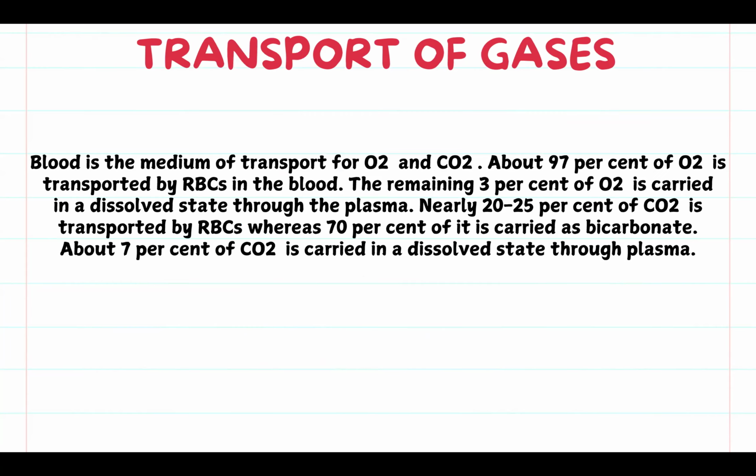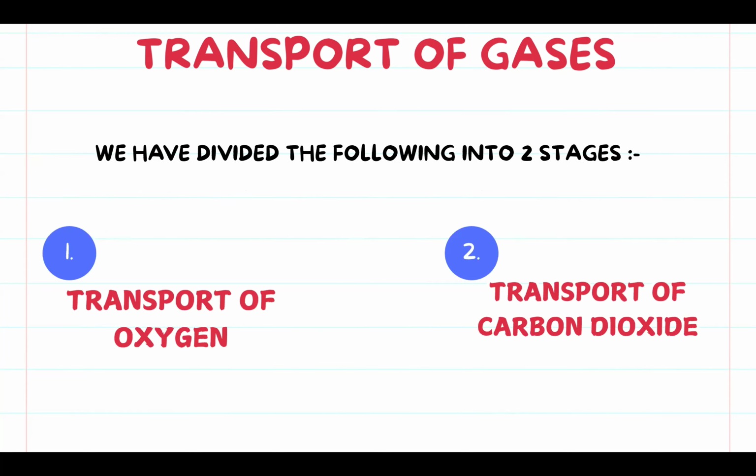Blood is the medium of transport for O2 and CO2. About 97% of O2 is transported by RBCs in the blood. The remaining 3% of O2 is carried in a dissolved state through the plasma. Nearly 20 to 25% of CO2 is transported by RBCs, whereas 70% of it is carried as bicarbonate. About 7% of CO2 is carried in a dissolved state through plasma. So transport of gases has again been divided into two: transport of oxygen and transport of carbon dioxide.